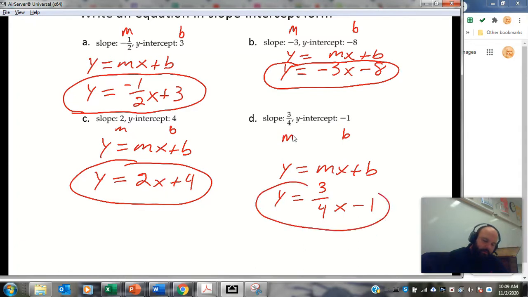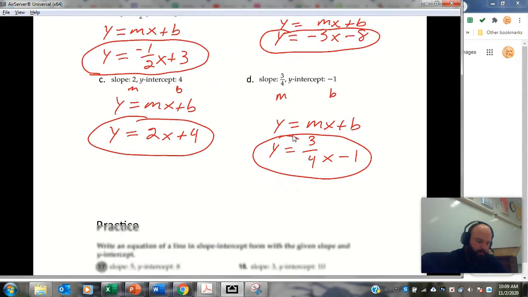And there's slope-intercept form. A common mistake that I'll see students make is they'll forget to put the x right there. Make sure you put your x after your slope. That's important.